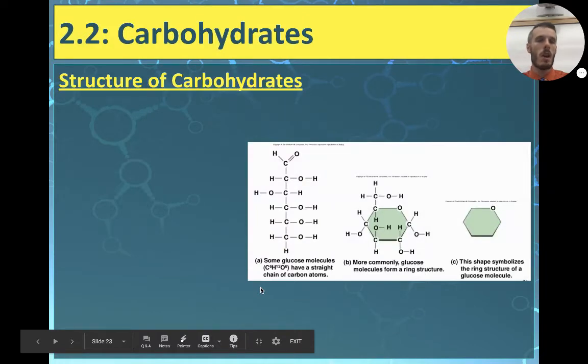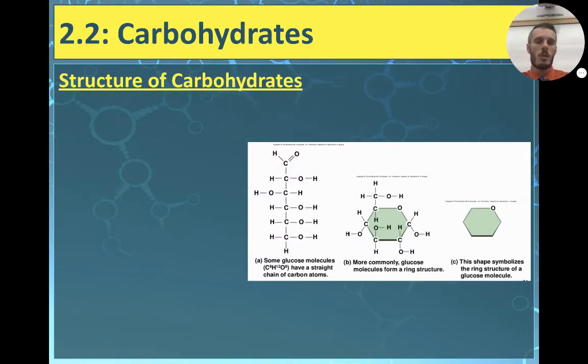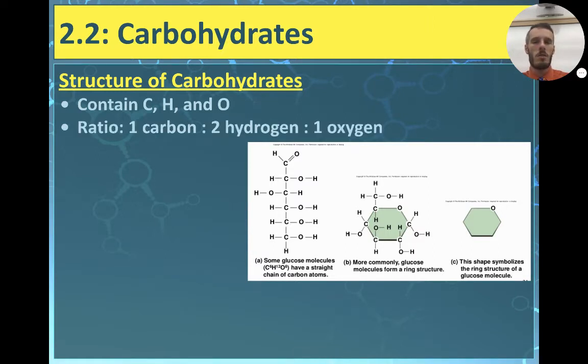All right, so we're going to start off with carbohydrates. So the structure of carbohydrates, they contain carbon, hydrogen, and oxygen, typically at a ratio of about 1 carbon to 2 hydrogens to 1 oxygen. Now, they don't all contain exactly this amount, but very close to this amount. They are polar, so they are water soluble. All this means is that they have charged, or partially charged ends.